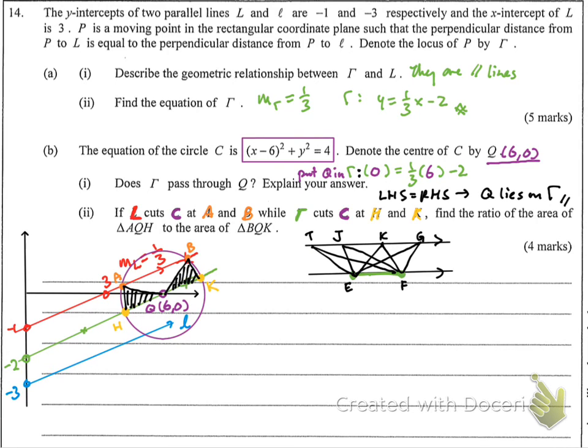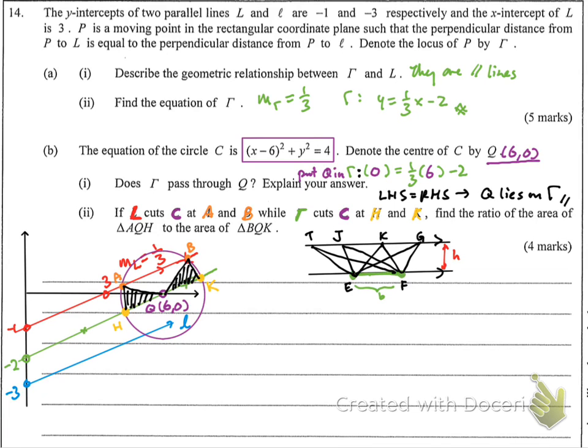All these triangles have the same area because it's easy to see. They have the same base, EF is the base, and they have the same height. So all these triangles within the parallel lines, if the base is kept the same, have the same area. That's a very important idea to bear in mind.